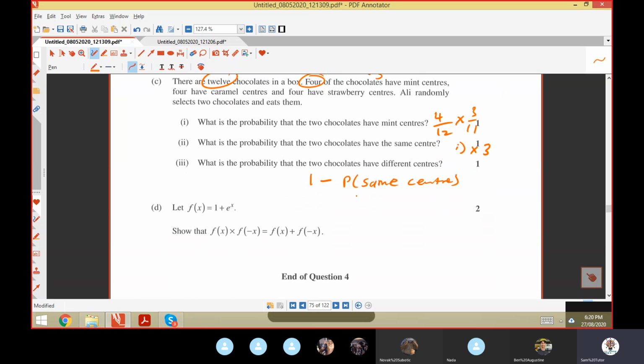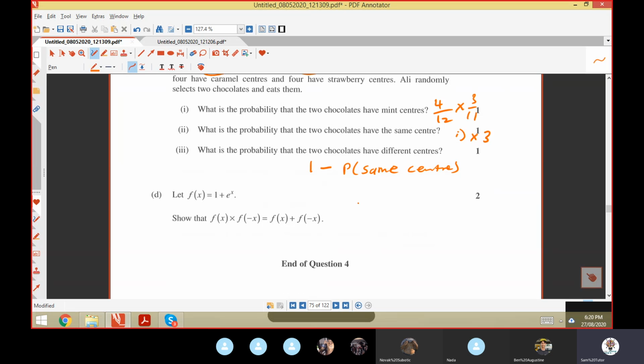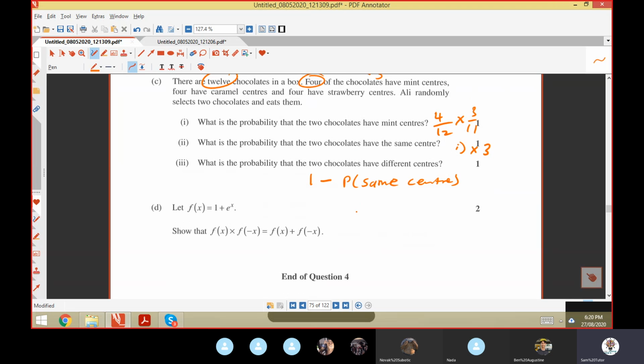What's the first one? I put it in my calculator, and it comes to 1 over 11. Yes, correct. That's the answer. Yep, that's right. 1 in 11.